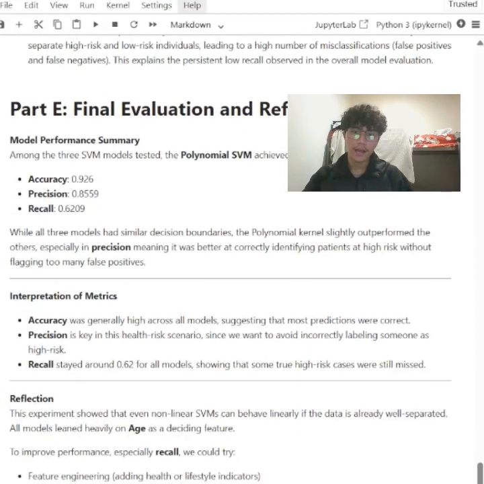So for our final evaluation and reflection, to recap our model performance summary, the polynomial SVM achieved the highest overall performance with strong accuracy and precision. Our analysis shows precision is especially important in this health risk scenario, as we want to avoid incorrectly labeling someone as high risk. While precision was strong, the consistent recall of around 62% across all models shows we still have room to improve in identifying all actual high-risk cases.